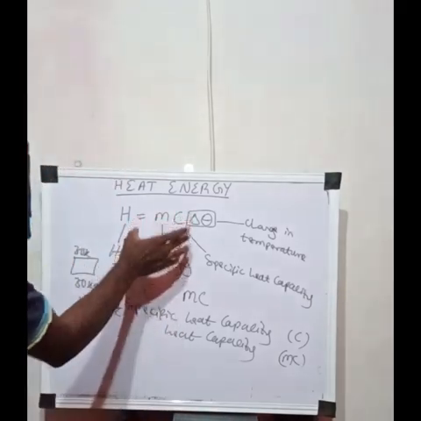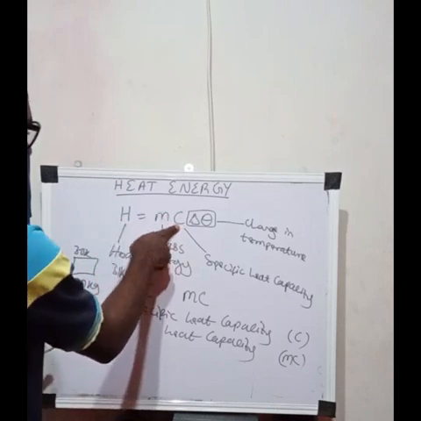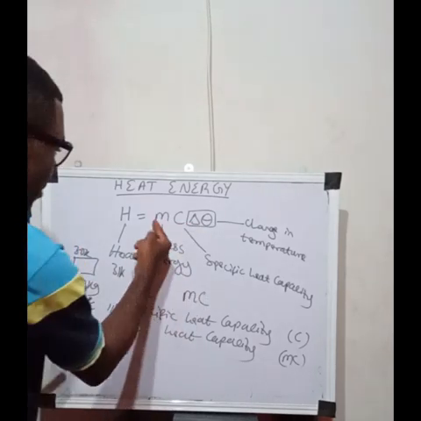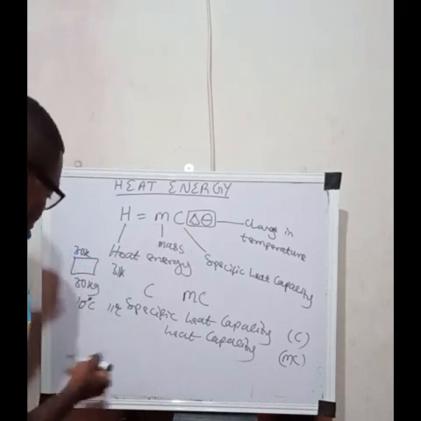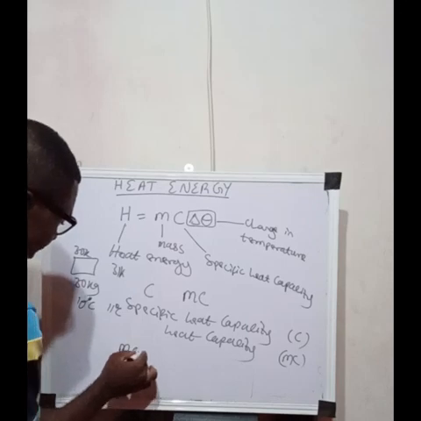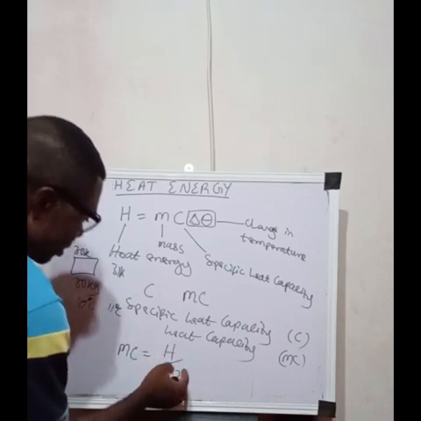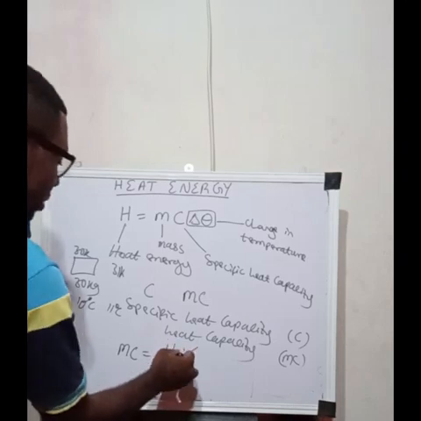So mathematically, like I said, this is heat energy, this is the mass, this is specific heat capacity, and this is change in temperature. And I said that M and C put together is heat capacity. So if we make heat capacity the subject of the formula, we realize that heat capacity is the heat energy over change in temperature. That is the quantity of heat required to raise the temperature of a body.